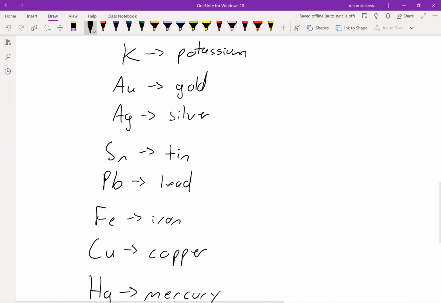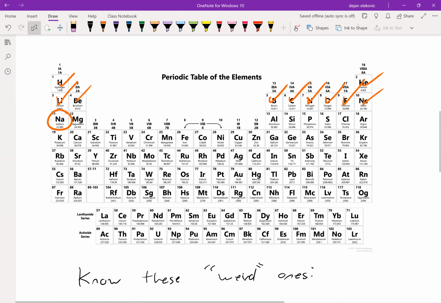But overall, you want to familiarize yourself with the periodic table. And as we go throughout this course, we'll see just how extremely useful the periodic table is.